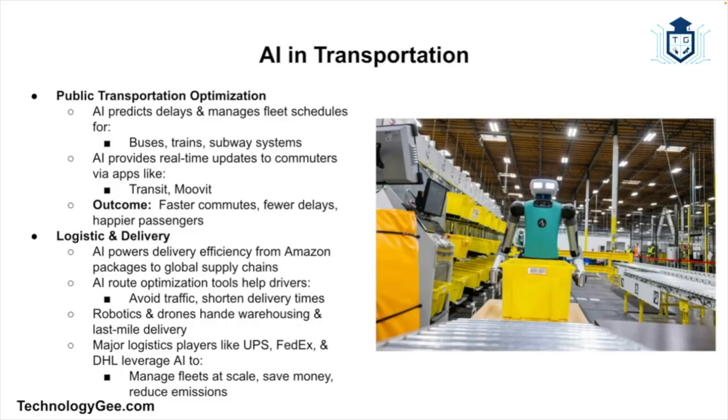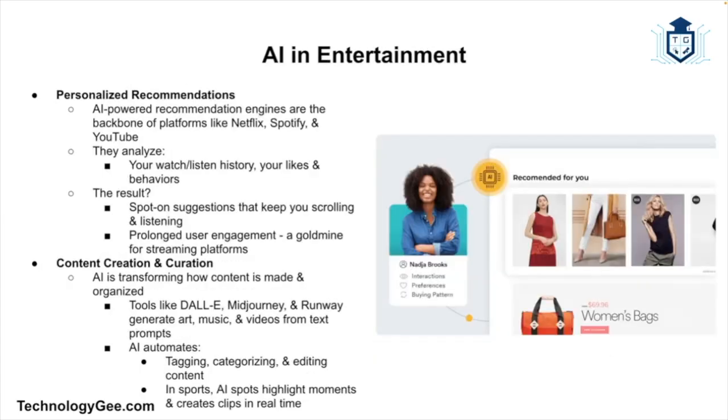From Amazon packages to global supply chains, AI is streamlining delivery. AI-powered route optimization tools help drivers avoid traffic and reduce delivery times. Robotics and drones are being used in warehouses and even last-mile deliveries. And companies like UPS, FedEx, and DHL all use AI to manage logistics at scale, which saves money and reduces emissions. All right, so now for the fun stuff.